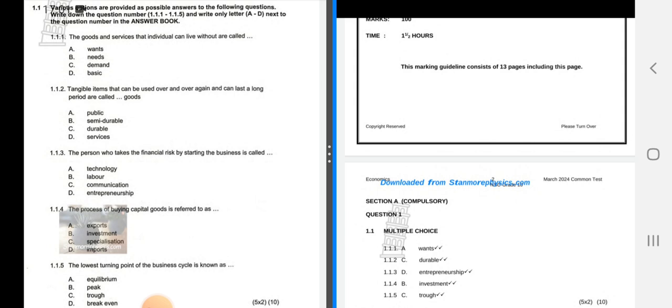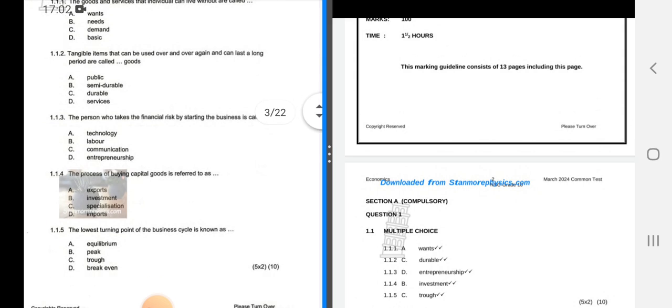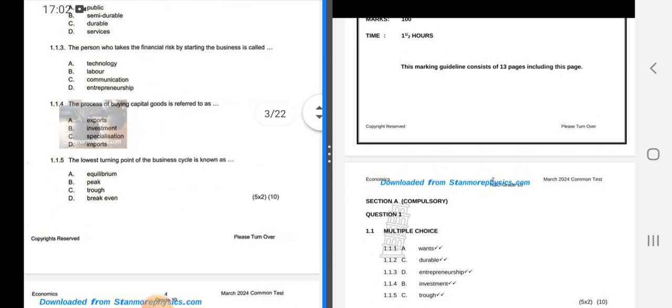And then 1.1.4 says the process of buying capital goods is referred to as investment. It's not exports. Exports is taking goods out of the country to sell them outside. Specialization, something very different. Imports is bringing goods into the country. So the lowest turning point of the business cycle is known as the trough. The highest one is the peak.